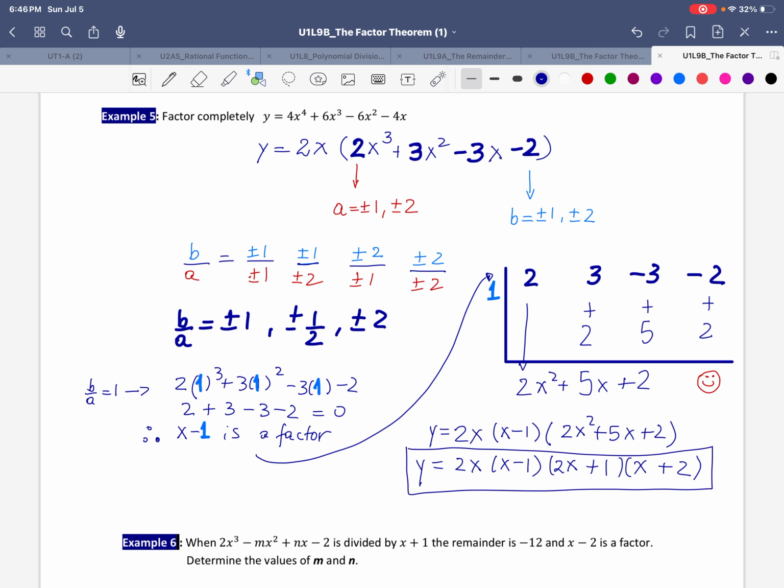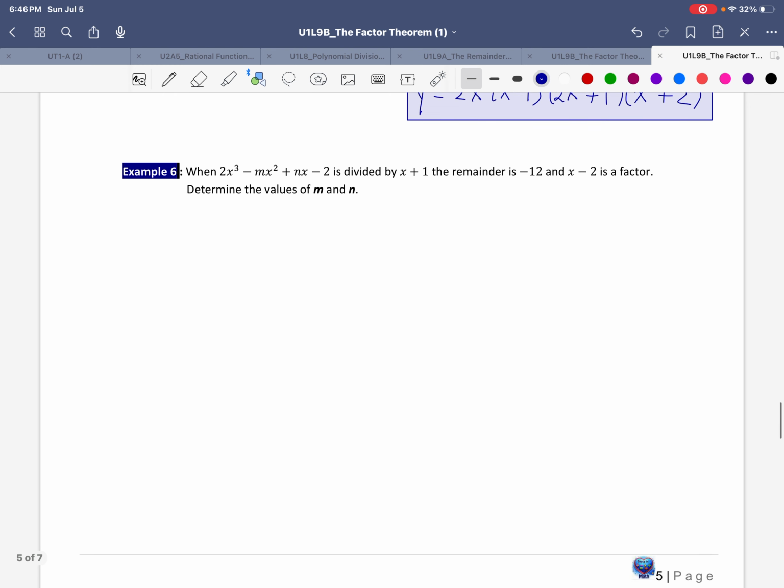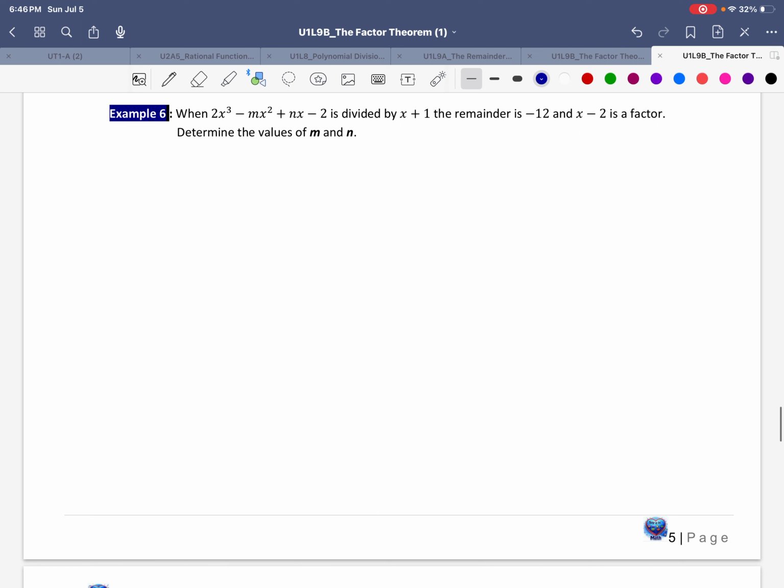Next, we're going to look at another question. I think this is an interesting question. We have seen this before in the previous lesson with remainder theorem. Let's read it together. When 2x cubed minus mx squared plus nx minus 2 is divided by x plus 1, remainder is negative 12. And x minus 2 is a factor. We have to find m and n.